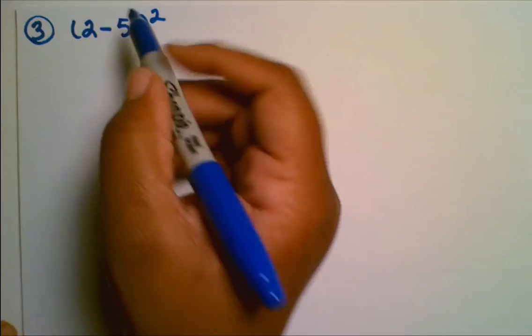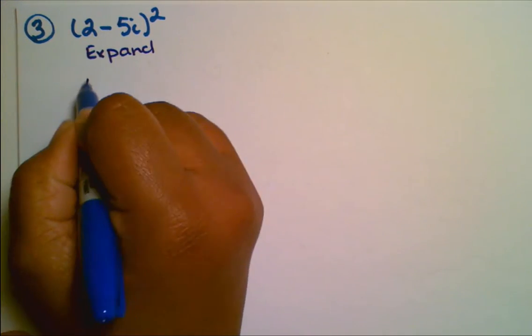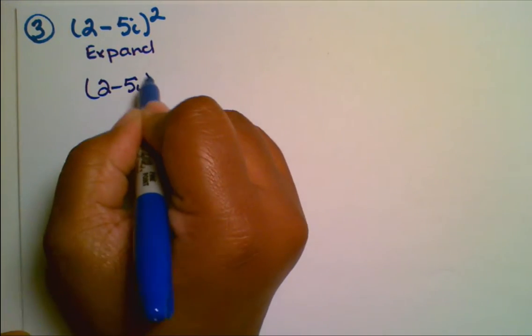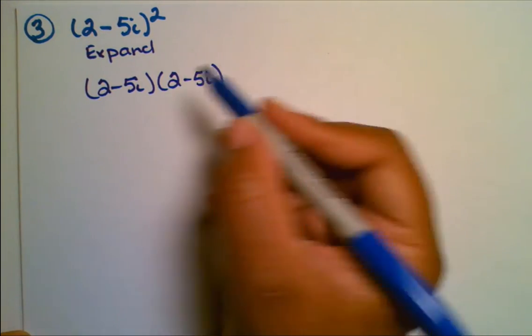All right, so we're going to multiply. We have the quantity of 2 minus 5i squared. Now remember that with this example, we do not take the 2 and distribute. We're going to expand, meaning we're going to write 2 minus 5i twice, and then FOIL.